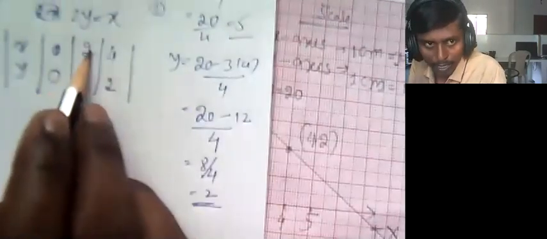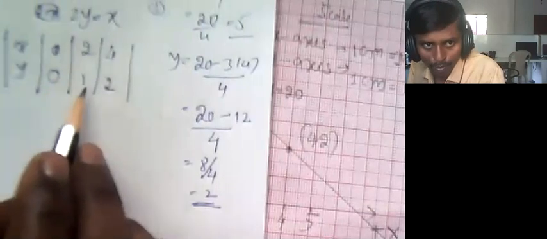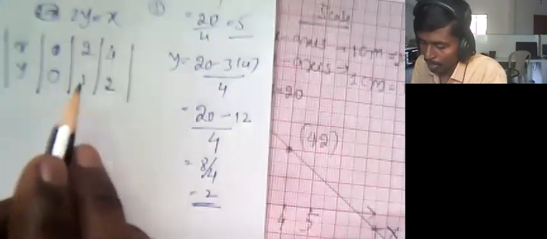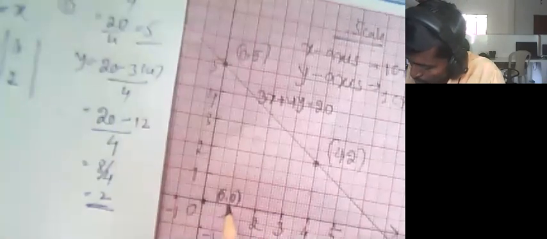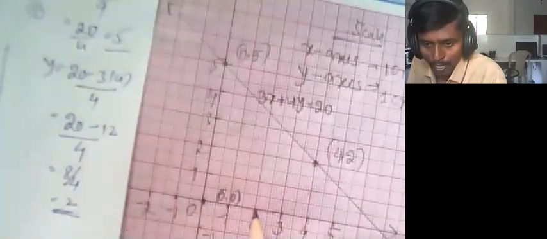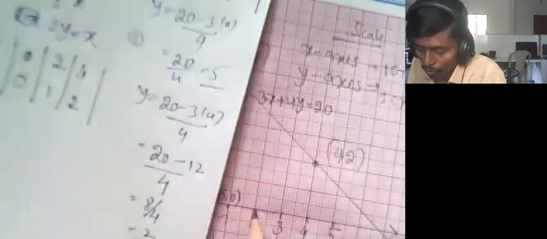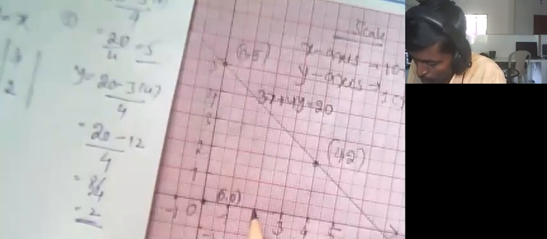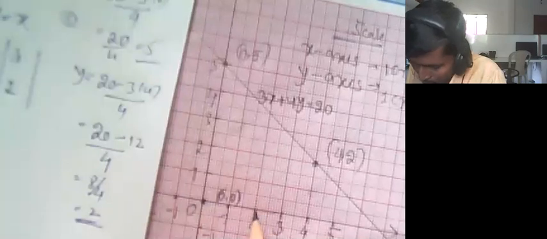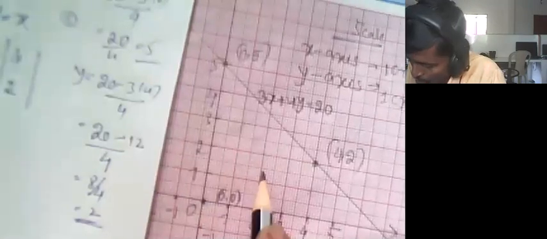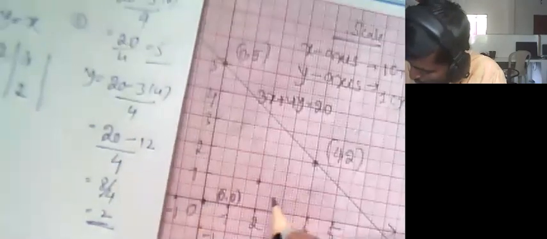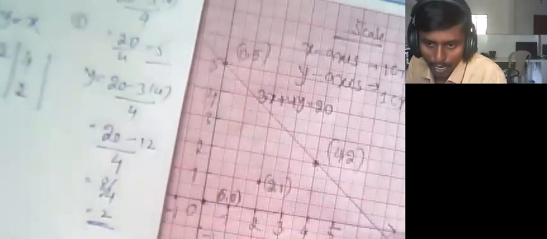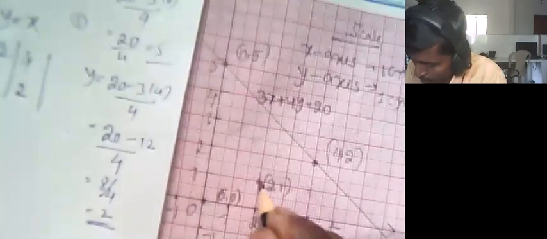Next value is x is equal to 2, y is equal to 1. X is equal to 2 means origin, 0, 1, 2. What is the value of y? 1. Y is equal to 1 means we are going in this direction. Therefore, here 2, comma 1. Like this. This is the point.